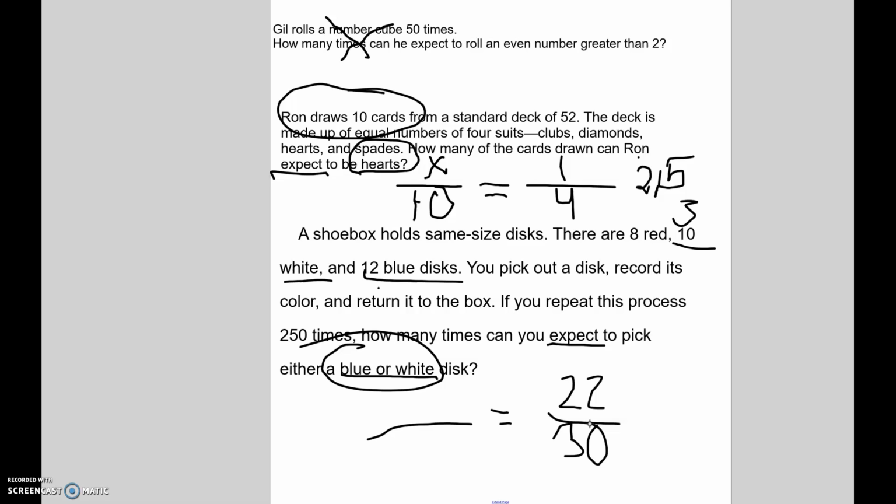And then on the left side, I put, well, how many times? I'm crazy. I'm doing this 250 times. Then I cross multiply to solve. So 250 times 22 divided by 30 is 183.3 repeating, so you can just say 183 and round it down. 183 times I would expect to get blue or white.